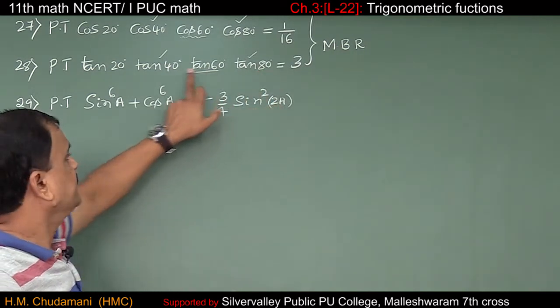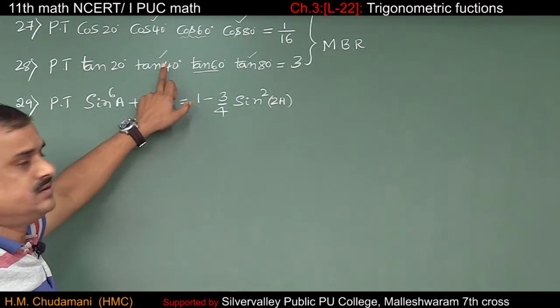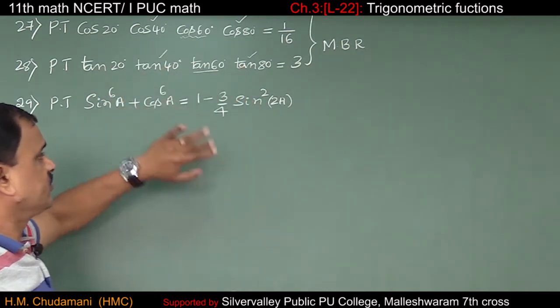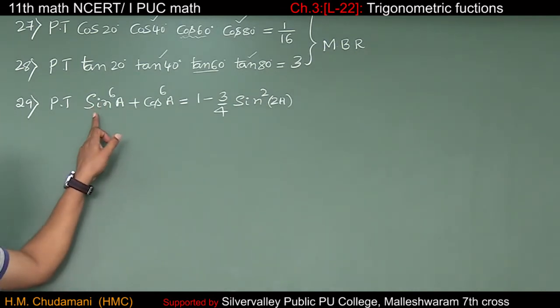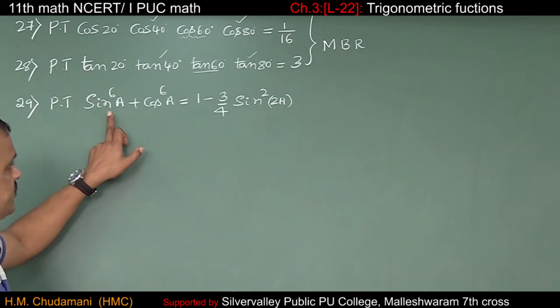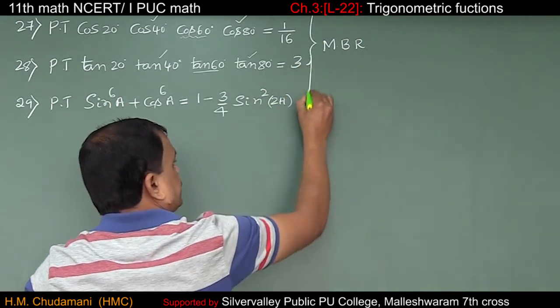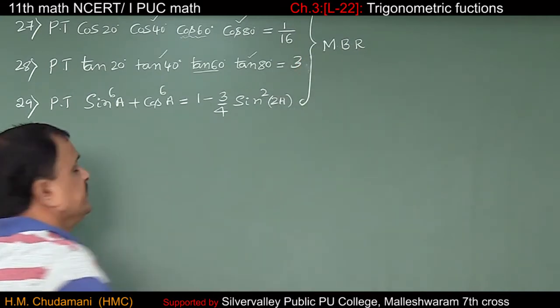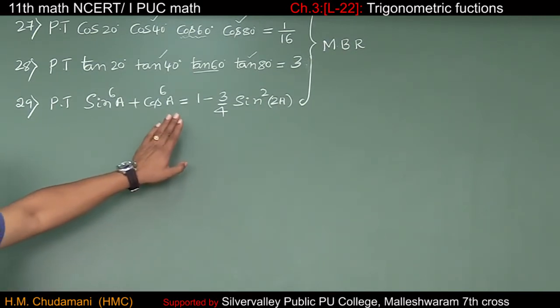60 plus 20, this is 60 minus 20. Okay, 60 minus 20. Then proceed with the same procedure. Next question: prove that this is also a very good result. These all three, of course 4, and the previous one also, 26, 27, 28, 29, are the memory based results. Try to remember these.